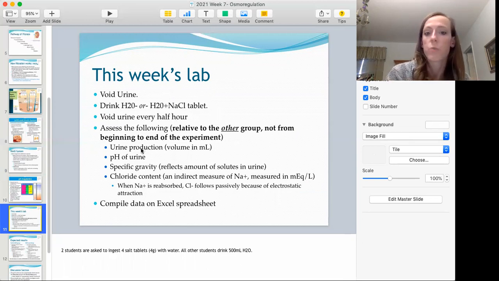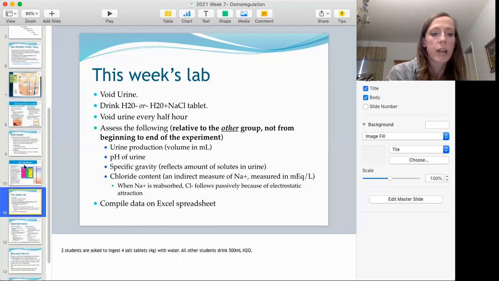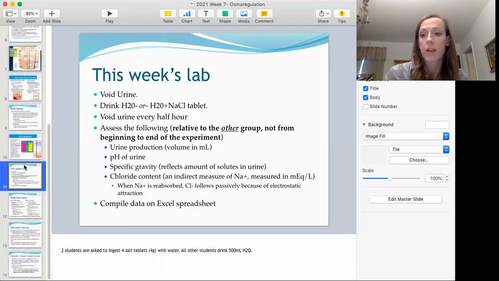And we're going to look at those 4 variables that I just mentioned: urine production in milliliters, how much volume, the pH, the specific gravity, and the chloride content. Okay. This is measured in milliequivalents per liter. And like I said, chloride content is an indirect measure also of sodium in the urine. Okay. And we're going to compile that all on an Excel spreadsheet, and we're going to look at your data and the data from all of the other labs. We like to have a lot of data for this one. And then you are going to analyze the results that we find.